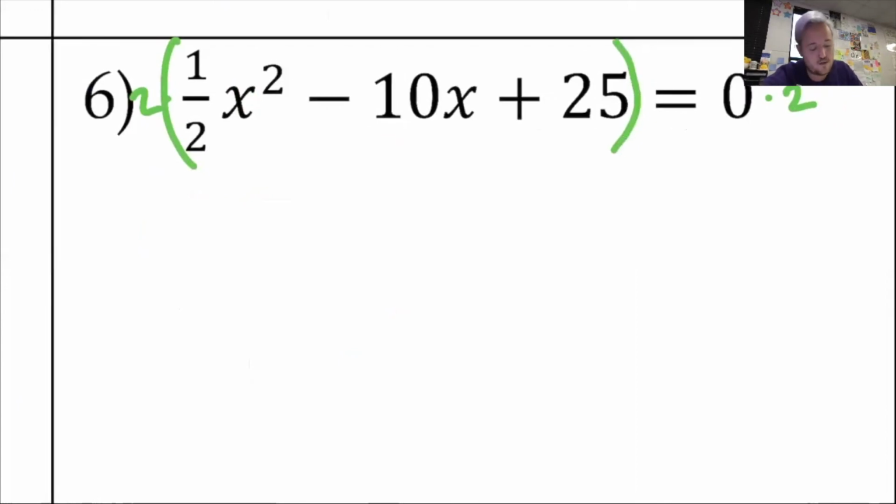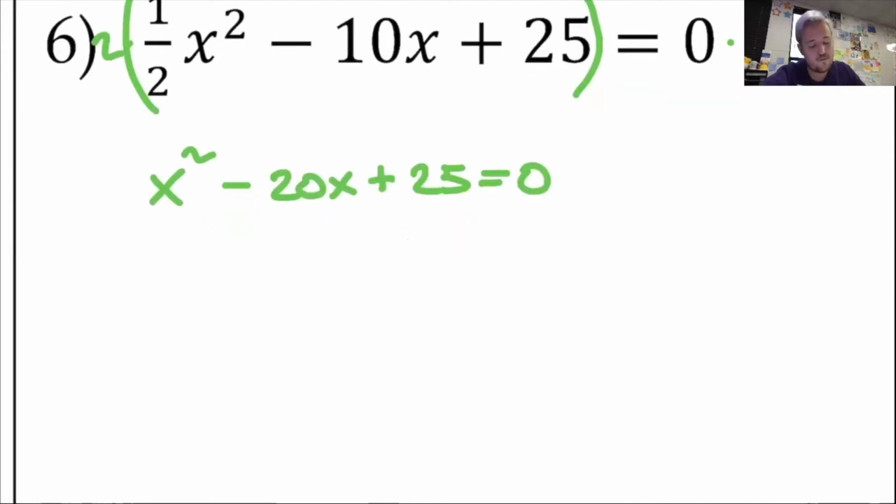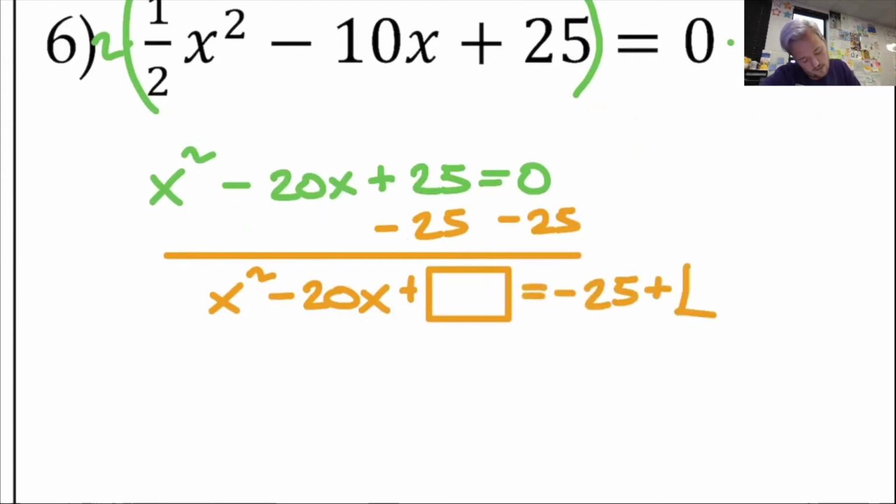So I'm going to distribute that 2, which means I'm going to have x squared minus 20x plus 25 equals 0, because 0 times 2 is still 0. All right, now I'm going to move over that 25. So I'm going to have x squared minus 20x, I'm going to go ahead and write a space for the box. And that's going to equal -25 plus the box.